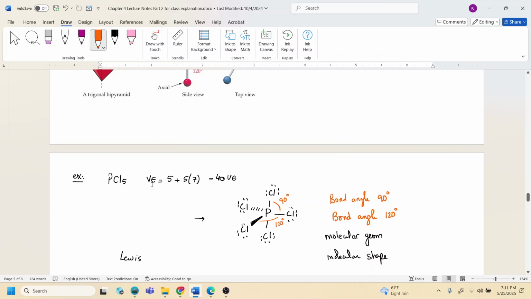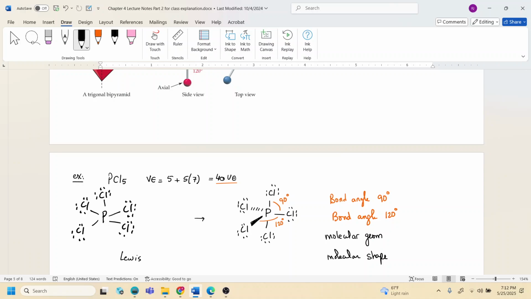So PCl5 is a good example in here. Calculate your valence electrons. This is 40, and then we're going to draw its Lewis structure. We have a phosphorus in there, and we're going to put those 5. This is 1, 2, 3, 4, and 5. So you have the chlorine, chlorine, chlorine, chlorine, and the chlorine. Then you put all the valence electrons in here. Just make sure that you cover all the 40. If there's any left over, it goes on the phosphorus. But here there is no leftover, so this is going to be my Lewis structure.